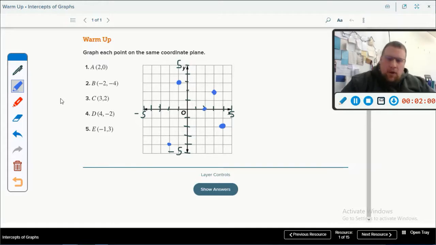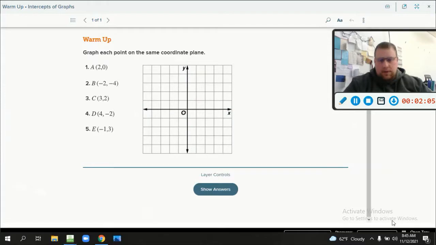We want to make sure we know how to graph points. It's important when you're graphing, right? Let's move on.